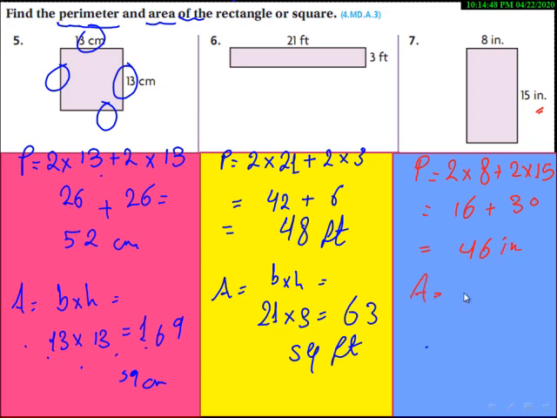And its area, base times height. Its base is 8 and its height, great job, 15. 8 multiply 15, step by step: 8 by 5, 40, put 0 and carry 4, and 8 by 1, 8, plus 4, 12. So the final answer is 120 square inches.